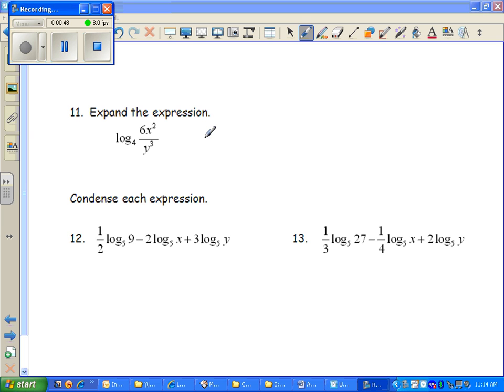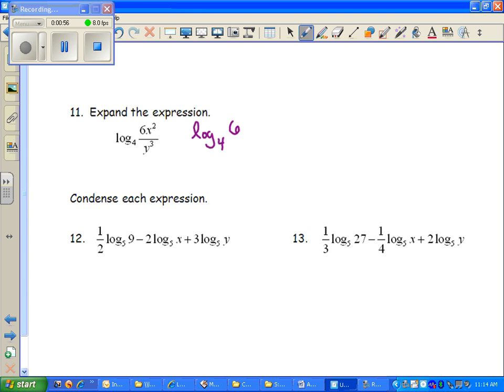So I'm going to start by writing log base 4, and they will all have log base 4 of 6. That's the top. And I'm going to put plus log base 4 of x squared. That was on top, so that's why it's a plus. This is on the bottom, so we're going to put minus log base 4 again of y cubed.